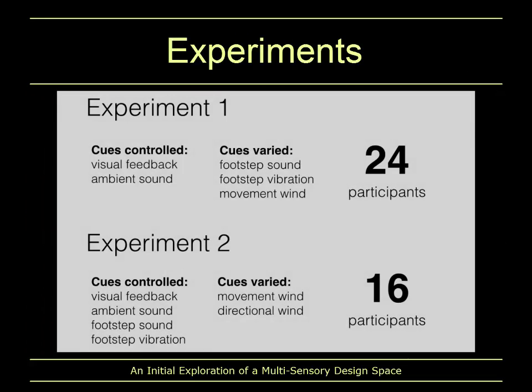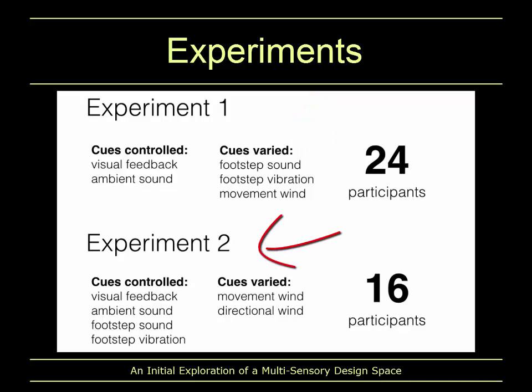In this paper, we present 2 experiments using our VR system. Both experiments investigated the effects of different sensory cues on spatial orientation and user experience. In the first experiment, all conditions had visual feedback and ambient sound. We varied 3 different cues: footstep sound, footstep vibration, and movement wind.